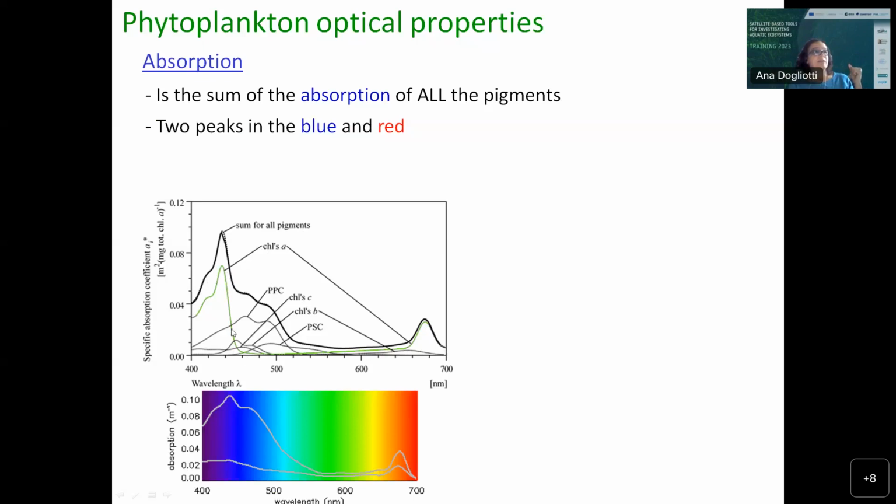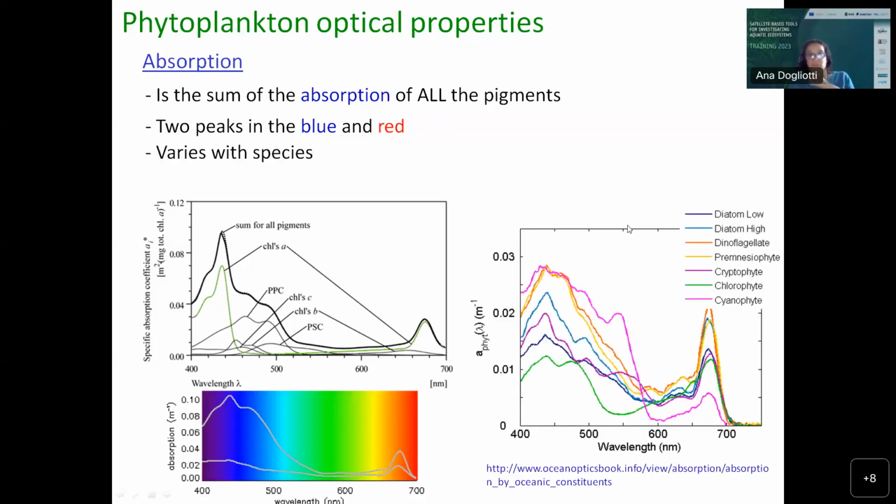What we see is a main peak in the blue and another peak in the red of the total. Chlorophyll A is the main absorber in the blue, so this peak generally coincides with the chlorophyll A peak in the blue, and a second peak in the red. But I just want to show you that this is highly variable and depends on the species. Species can have different pigment compositions.